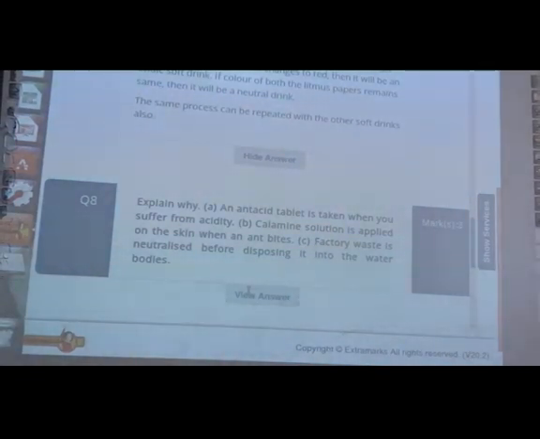Okay. Question number 8. Already I have explained their answers. Again I will show you. Explain why an antacid tablet is taken when you suffer from acidity. Calamine solution is applied on the skin when an ant bites. Factory waste is neutralized before disposing it into the water bodies. Okay. So just see all the three answers. Study only I have explained.